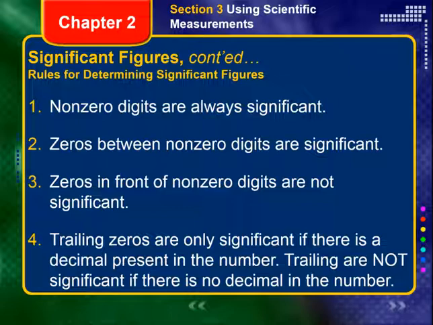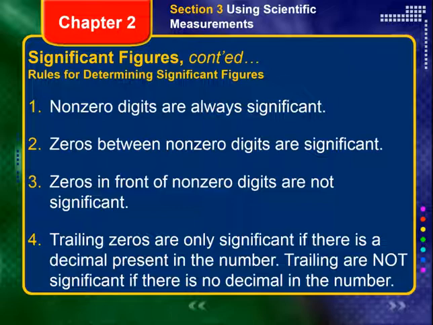Zeros in front of non-zero digits are not significant. So if I have something like 0.32, that 0 in the front of the number is not considered significant. It's in front. It's to the left. It's not considered significant.